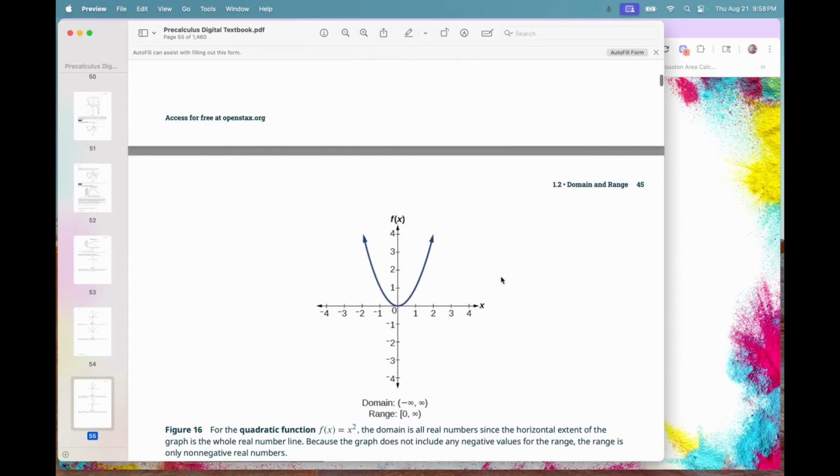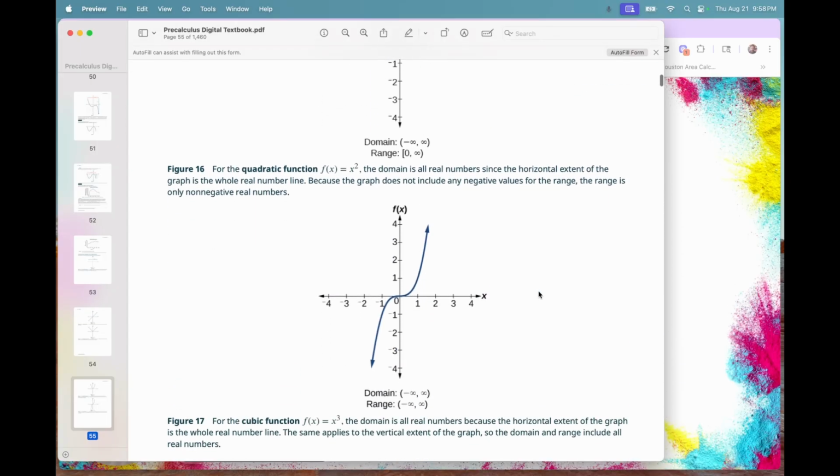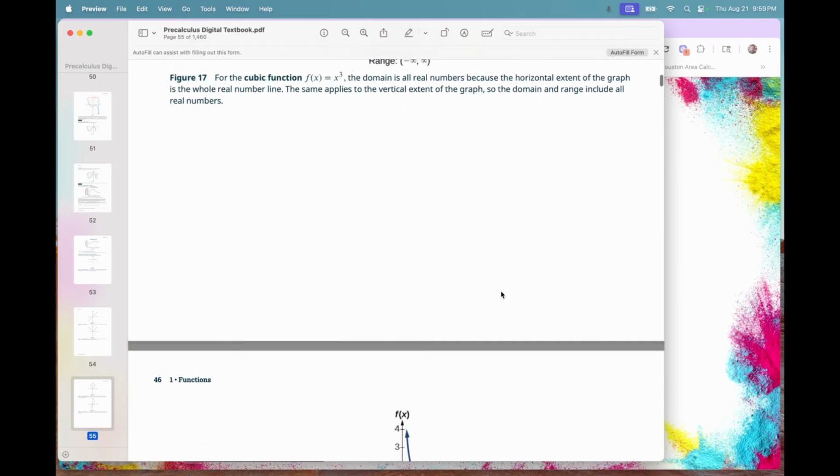The quadratic, the parabola, you can put in any x value because you're not dividing by 0 or taking square root of a negative. The range, however, is only from 0 to infinity. It's only positive. We have the cubic function, this stretched out thing. It does have any x input, so negative infinity to infinity, and we do get every possible y value out, negative infinity to infinity.